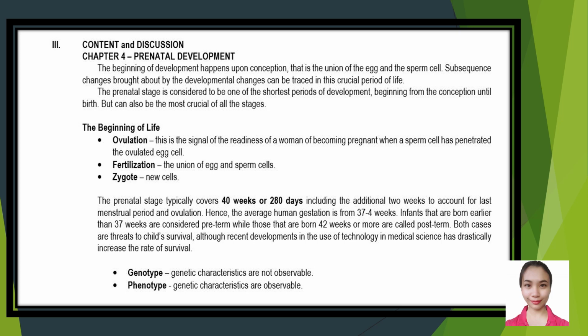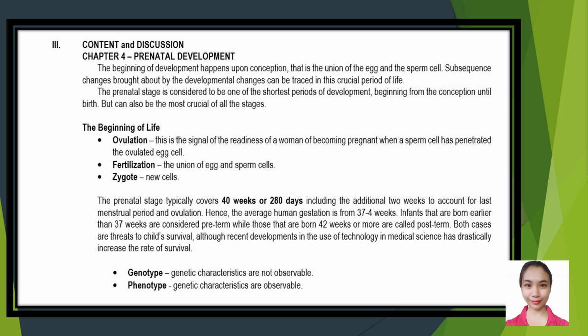So the process of prenatal development occurs in three main stages. The first 2 weeks after conception are known as the germinal stage. The third through the 8th week is known as the embryonic period, and the time from the 9th week until birth is known as the fetal period.